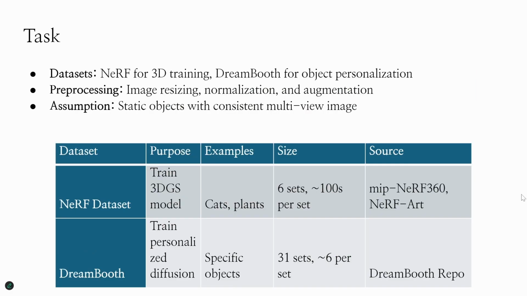For training, we use a NeRF dataset for multi-view images to create 3D Gaussian splats, and the DreamBooth dataset to fine-tune the diffusion model for specific objects. NeRF provides extensive 3D modeling data, while DreamBooth focuses on object personalization. We resized and normalized the images to enable precise image-based edits, surpassing text prompt limitations.